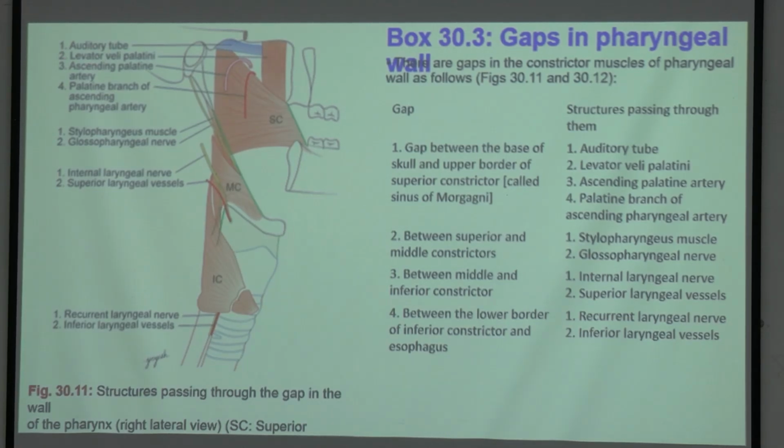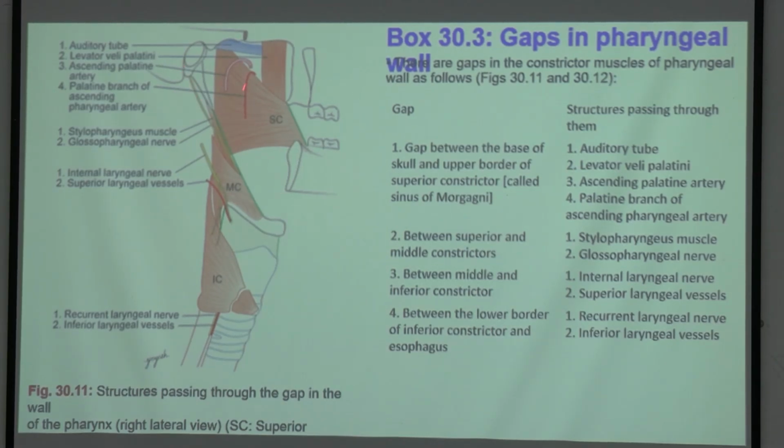And also we can find one muscle which passes through this area, whose function is elevation of the palate, the soft palate. The hard palate you cannot lift. Can you lift the hard palate? No, you cannot. So only the soft palate. So levator veli palatini. So that muscle also passes through this area. So this is the sinus of Morgagni.